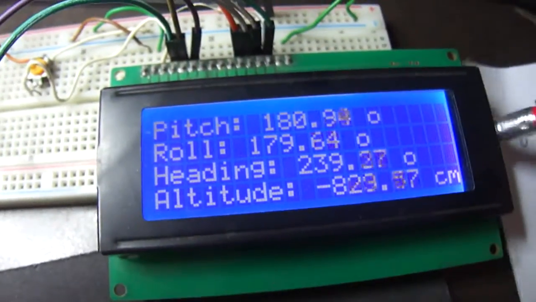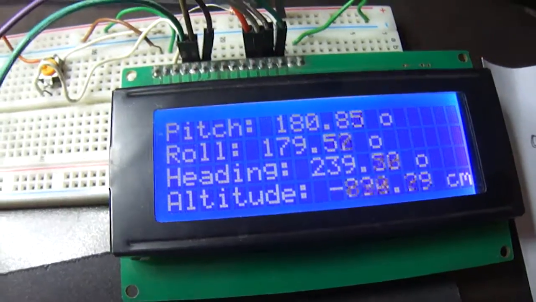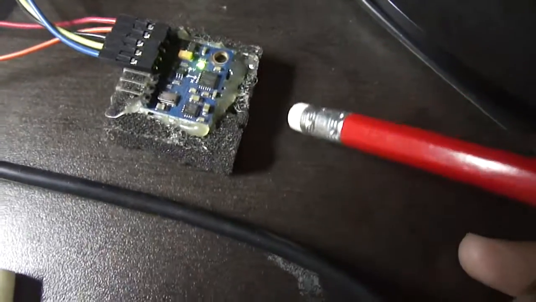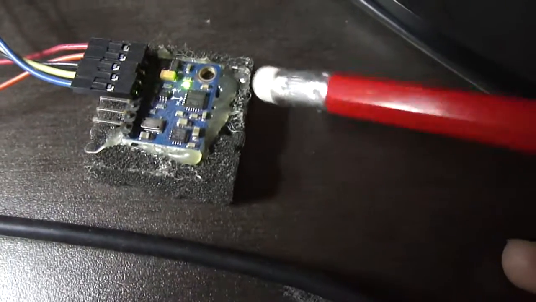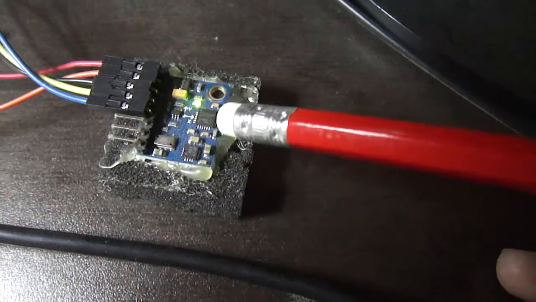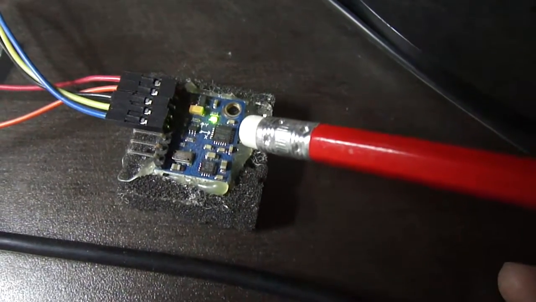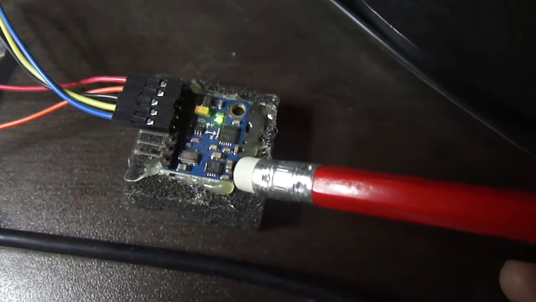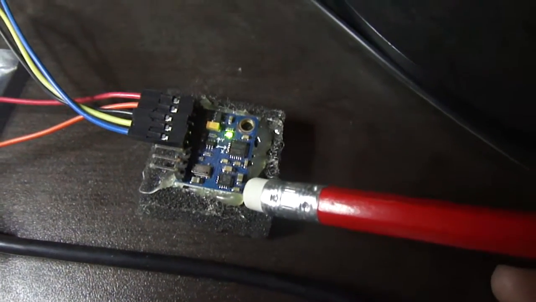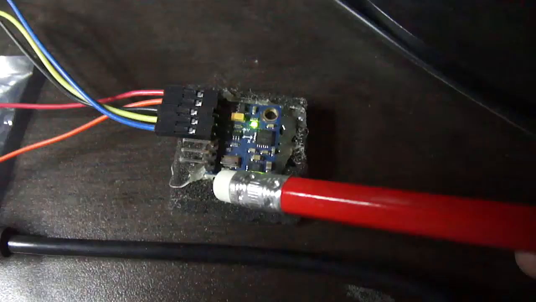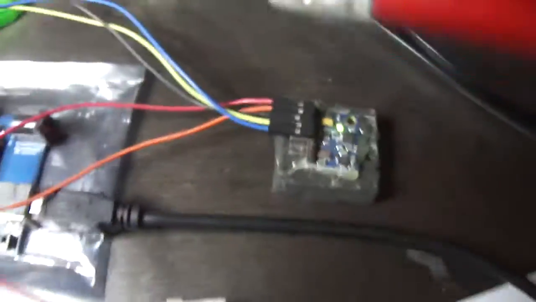20 by 4 LCD screen means it has 4 rows and 20 columns, and the powerful 10DOF GY86 inertial measurement unit. In this board we have an accelerometer and gyroscope in one package. This sensor is called MPU6050. Then we have the HMC5883L 3-axis compass, and our barometer over here.